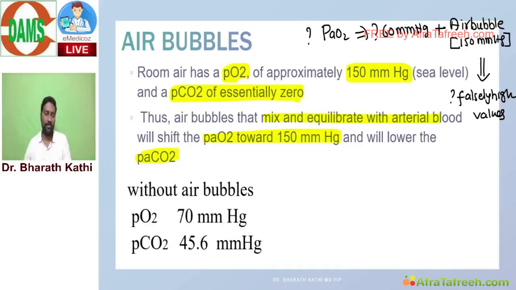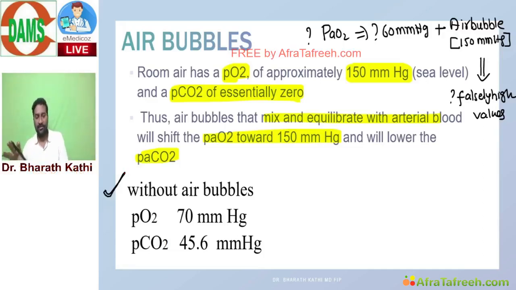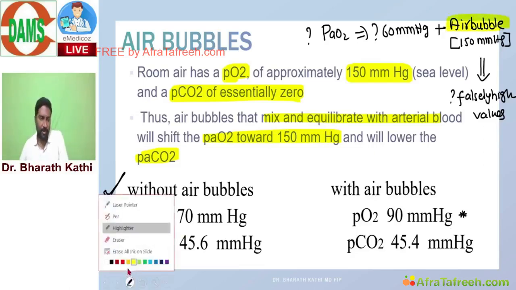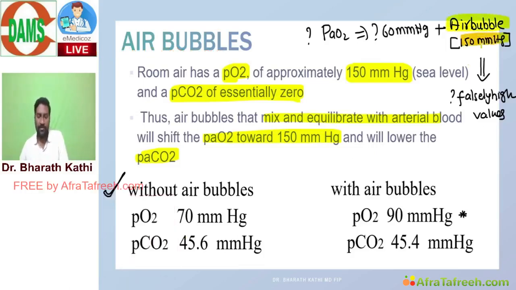Let us see an example. I have taken an ABG without air bubbles, and just to show my intern, with air bubbles. Actually my intern had sent me the sample with air bubbles. I have incorporated that report and also the one without air bubbles. So with air bubbles, when the report was taken, PaO2 was 90 mmHg. Why is it 90 mmHg? Because the air bubble also contains oxygen.